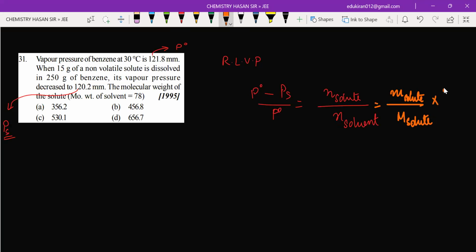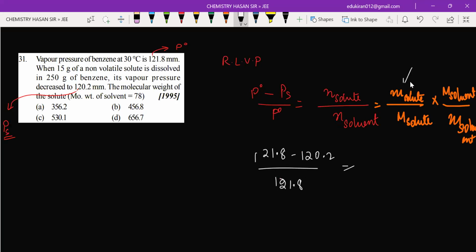And accordingly, we can write molar mass of solvent upon given mass of solvent. Now you can see P naught is given as 121.8 minus PS is given as 120.2, upon 121.8, is equal to what is the mass of the solute? The mass of solute that is given is 15 gram. 15 upon molar mass of the solute, which we need to calculate. And molar mass of the solvent is given as 78, and given mass of the solvent is 250 gram. So with the help of this equation, you can easily calculate molar mass.